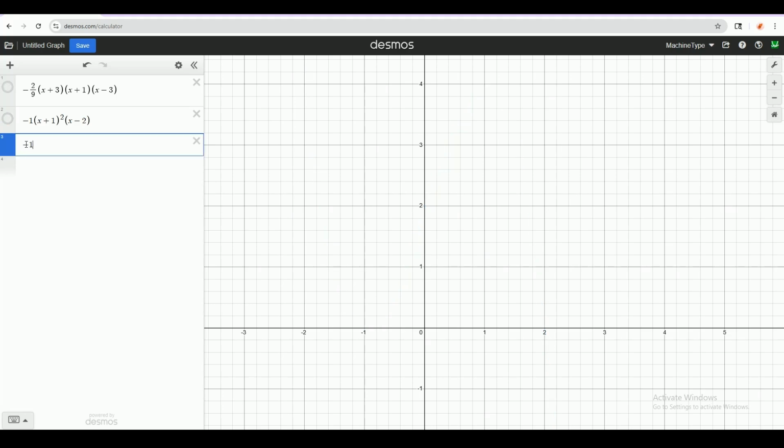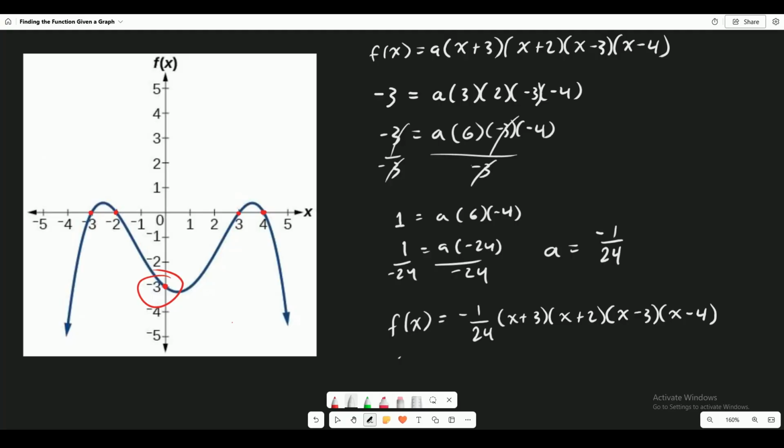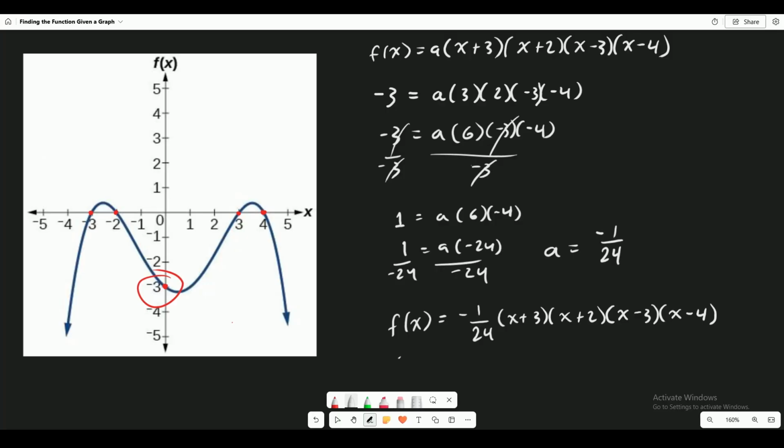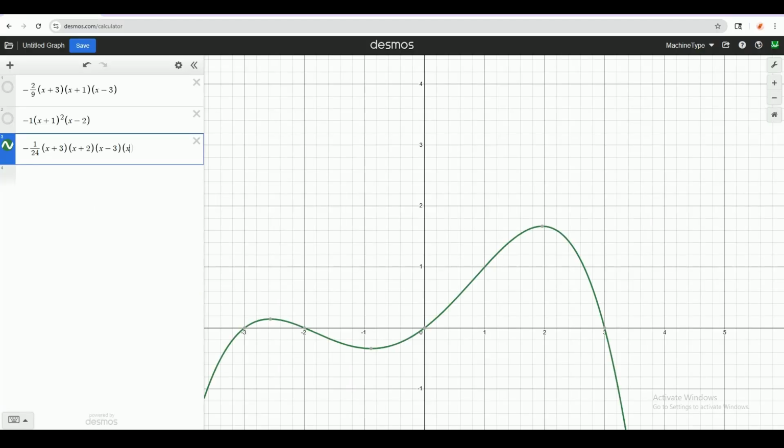So negative 1 over 24. It was x plus 3 times, what was it? X plus 2. And then the other one was x minus 3. And then was x plus 4, I believe. Yeah, x minus 4, sorry. X minus 4.